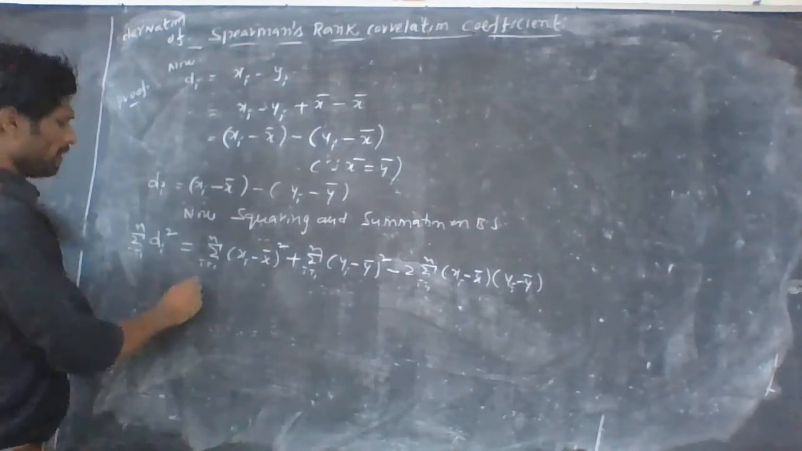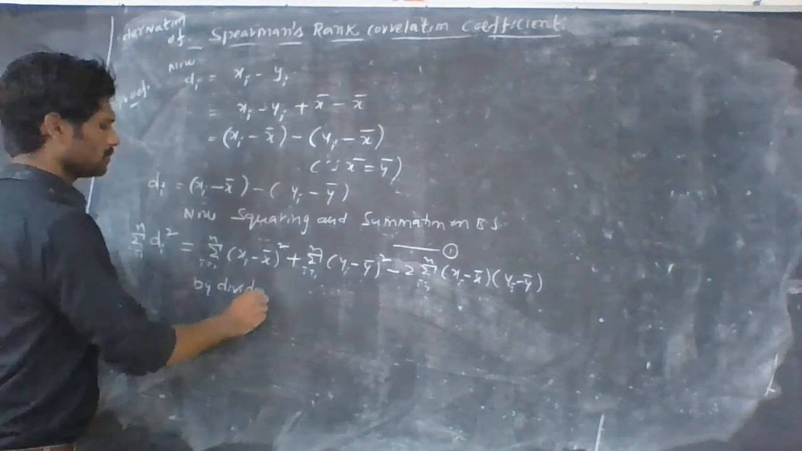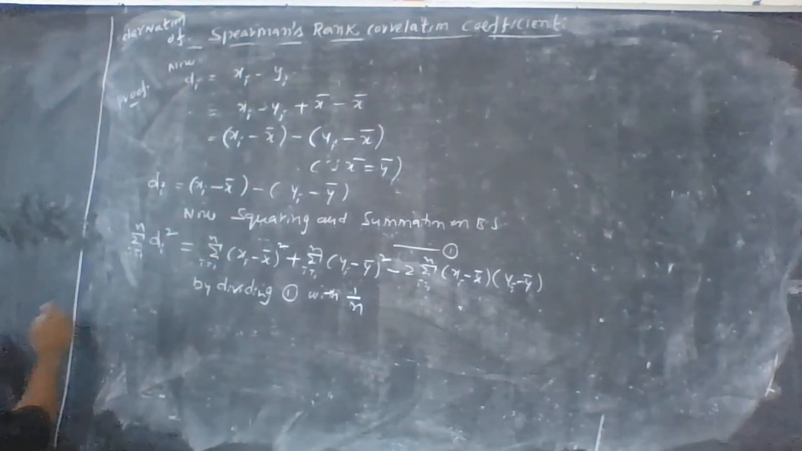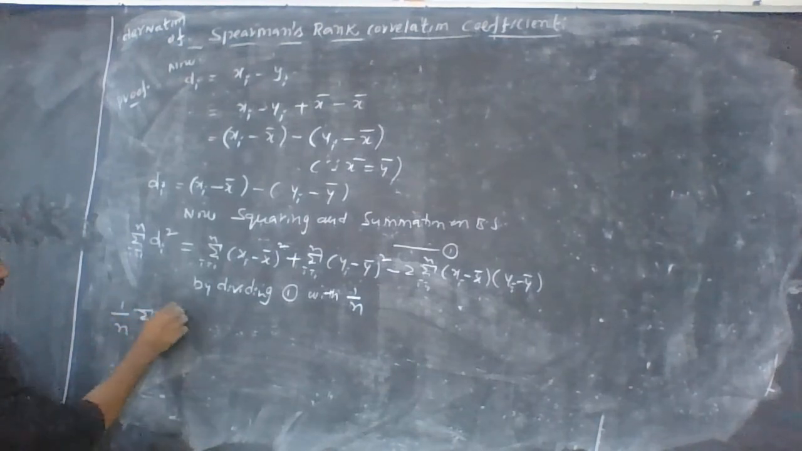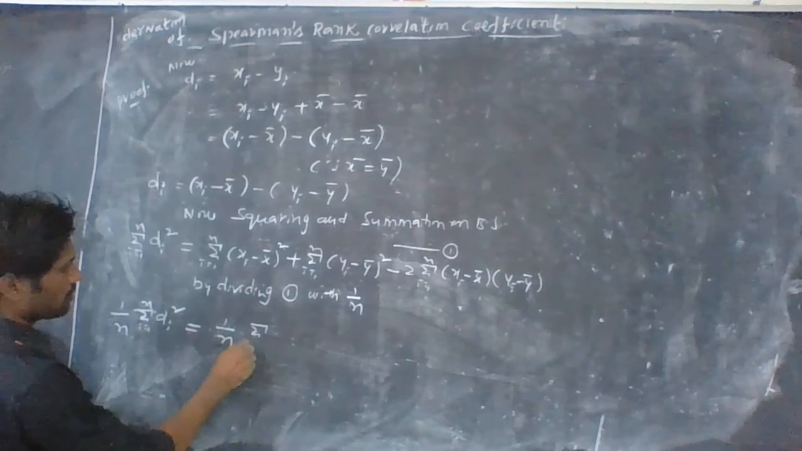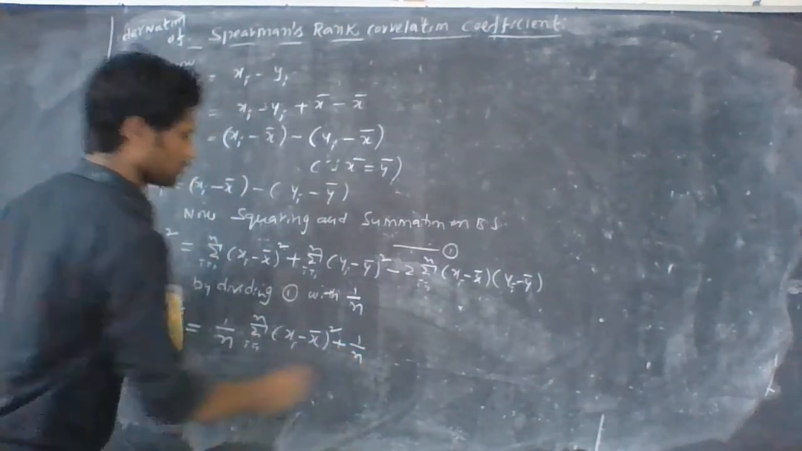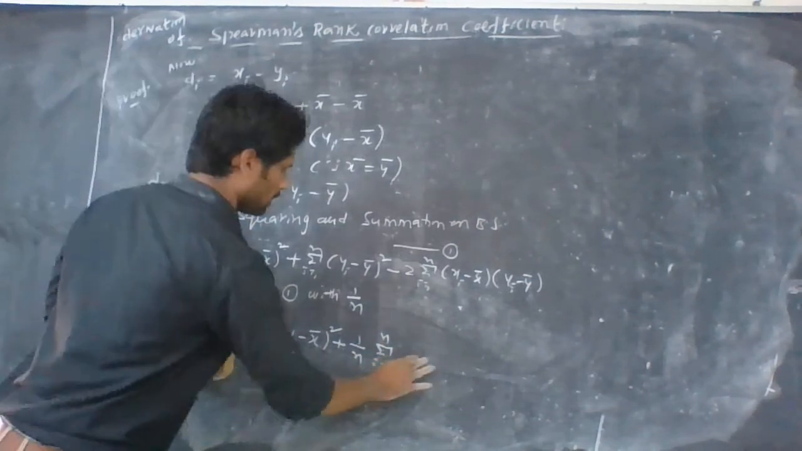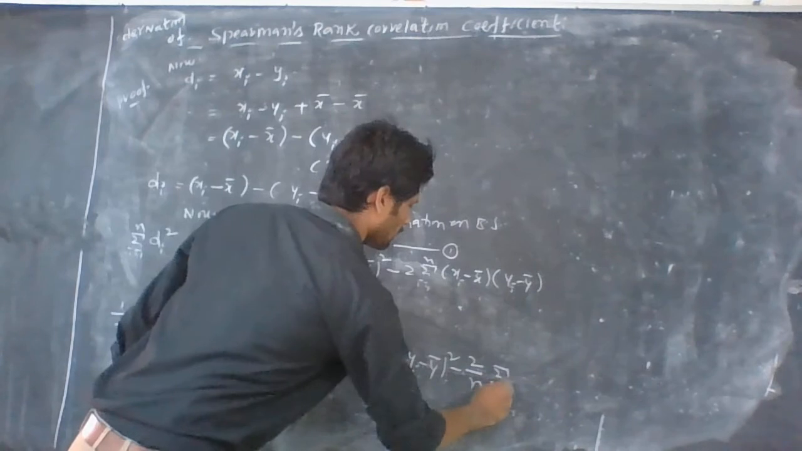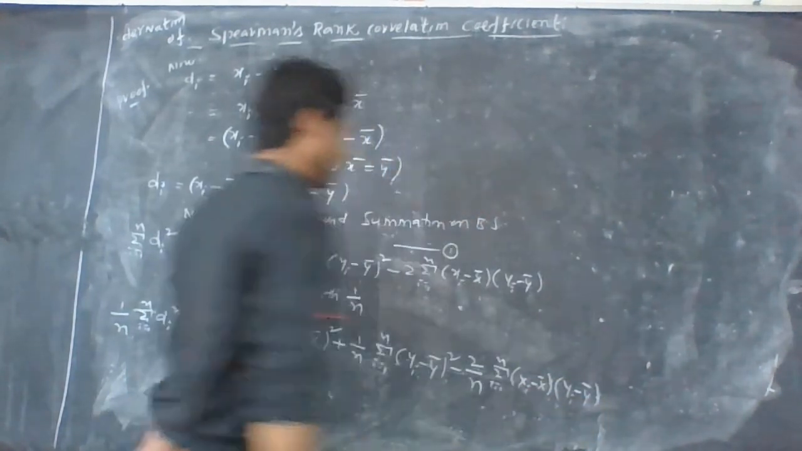Now this is equation 1. Dividing equation 1 by n: 1 by n summation di square is equal to 1 by n summation i equals 1 to n of (xi minus x bar) whole square, plus 1 by n summation i equals 1 to n of (yi minus y bar) whole square, minus 2 by n summation i equals 1 to n of (xi minus x bar) into (yi minus y bar).